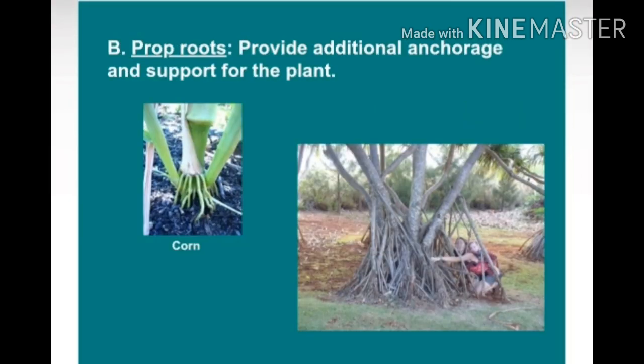Prop roots. Roots of some plants such as sugarcane, bamboo and banyan are modified to give extra support to the plants. These roots grow downward from branches, reach the ground and thus give support to the stem of the plant. So these roots are called prop roots.